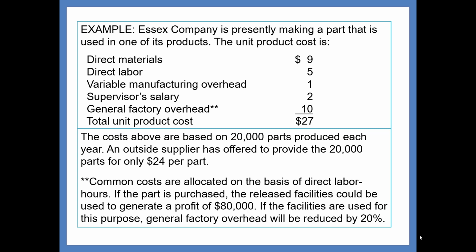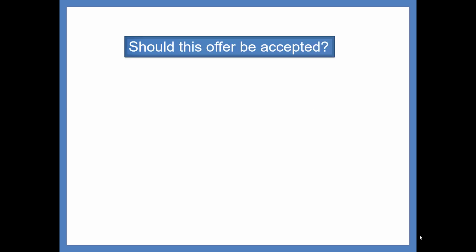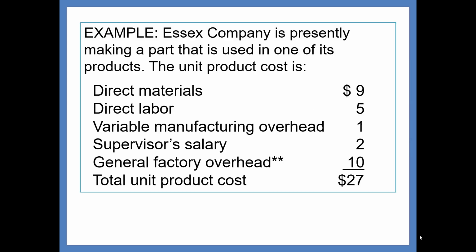So the last part of this problem is saying, if we decide to go ahead and buy the part from an outside supplier, we'll release some of our capacity and we'll be able to produce another product or take on a special order or some other alternative that will have a profit of $80,000. We will also be able to reduce our facilities costs by 20%. Should this offer be accepted?